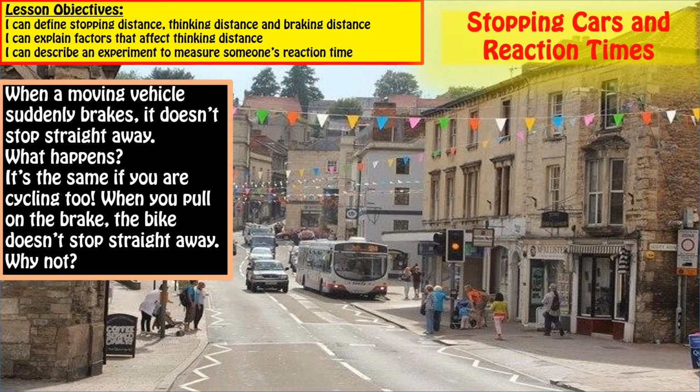For our starter, I've got two questions for you, and you're going to pause the video and write down the answers in your books. When a moving vehicle suddenly brakes, it doesn't stop straight away. What happens? And it's the same if you're cycling too. When you pull on the brakes, the bike doesn't stop straight away. Why not? Pause the video and answer these in your books for me, please.